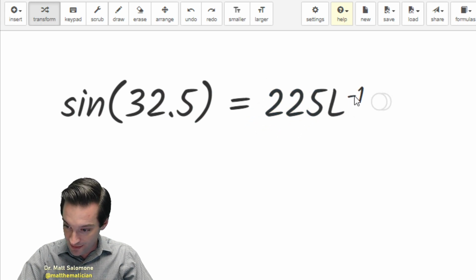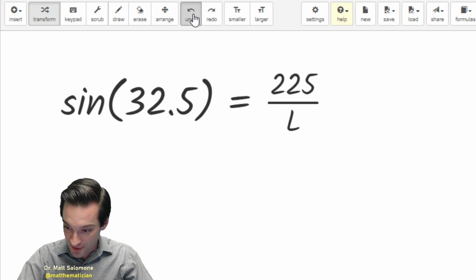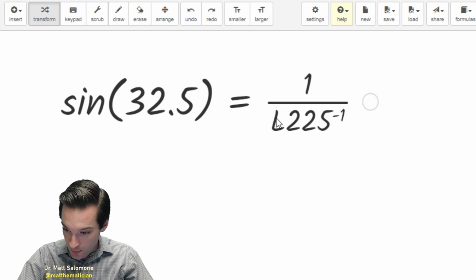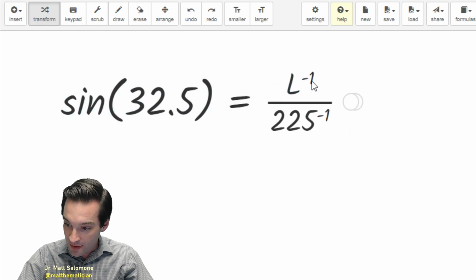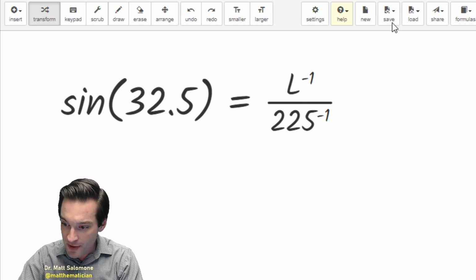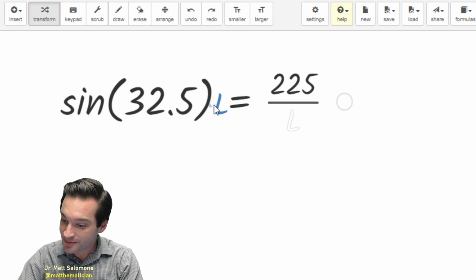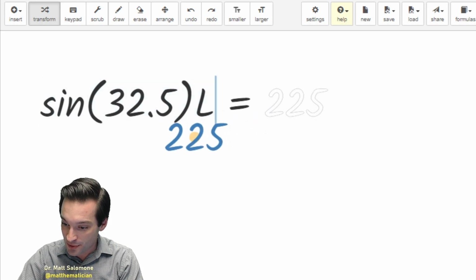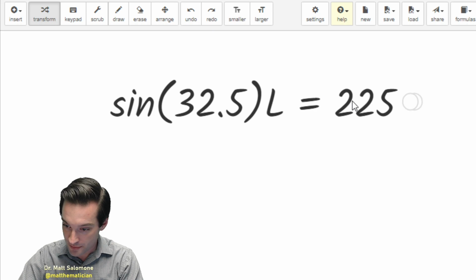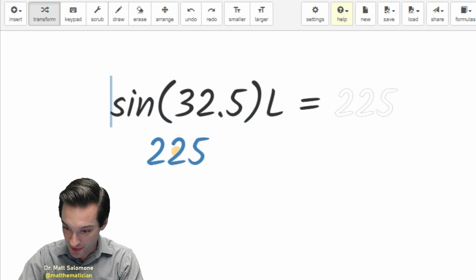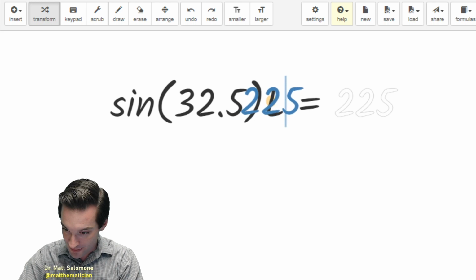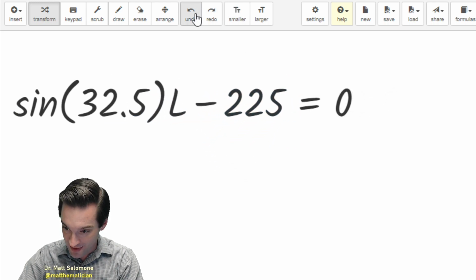And yet again, having trouble getting this thing to do what I want it to do. Let me undo that for just a second. If I move this 225 down, I can move this L up. And if I do that, then I can do it on the other side of the equation as well. Probably the way they want me to do this is multiply both sides by L, divide both sides by 225. It's not letting me do that.